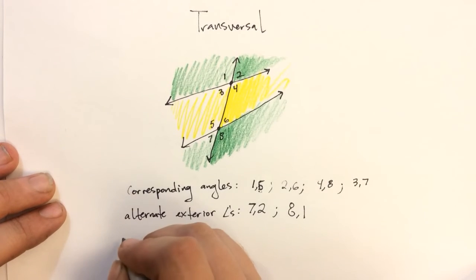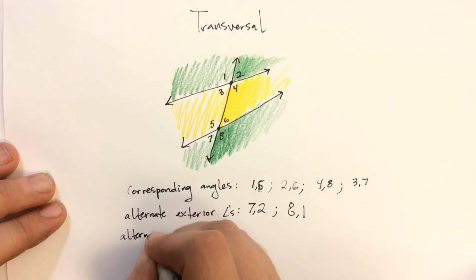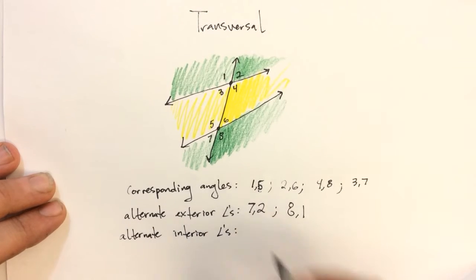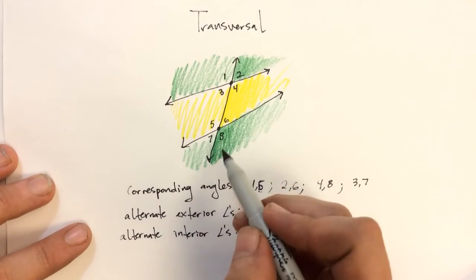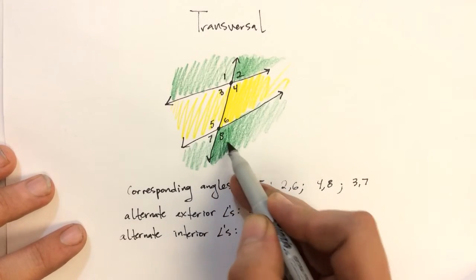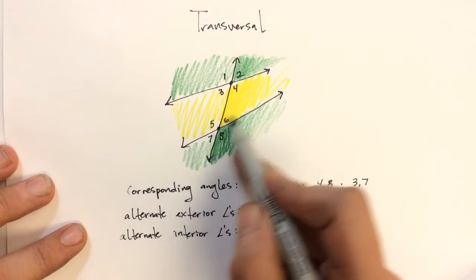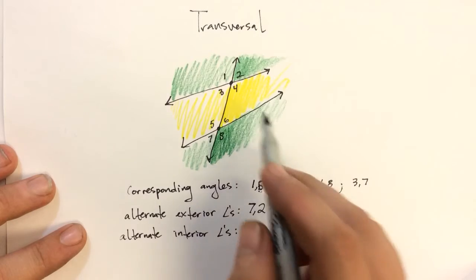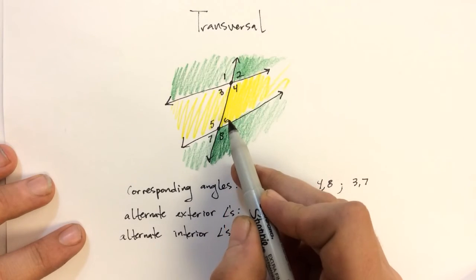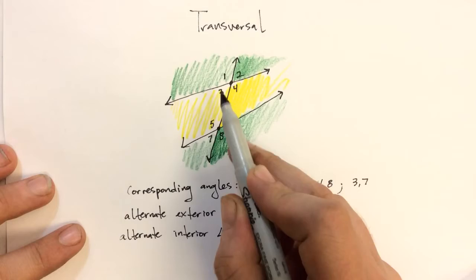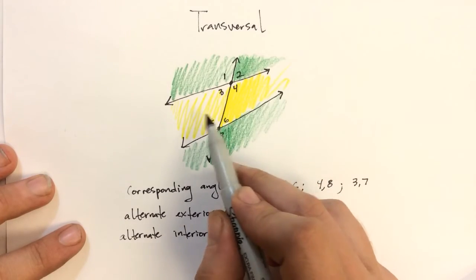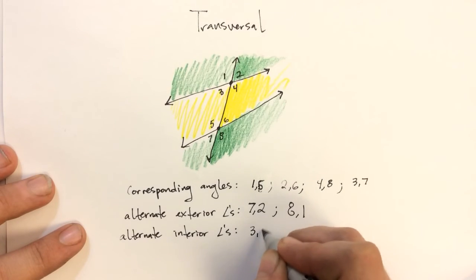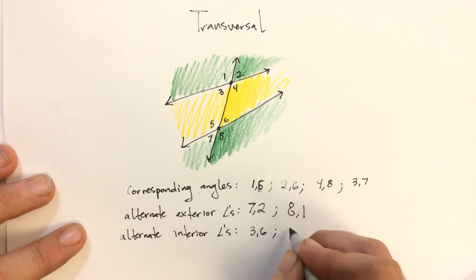The next is alternate interior angles. Okay, those are angles that, you guessed it, are on different sides of the transversing line, but are in the yellow zone. That's the interior of those 2 lines being transversed. Okay, so I've got a dark yellow and a light yellow, 2 pairs of those angles that are on the inside and on different sides of the transversing line. So the alternate interior angles are going to be 3 and 6 and 5 and 4.